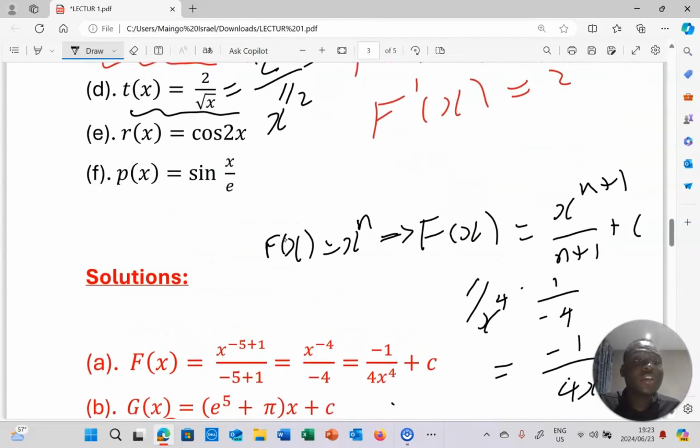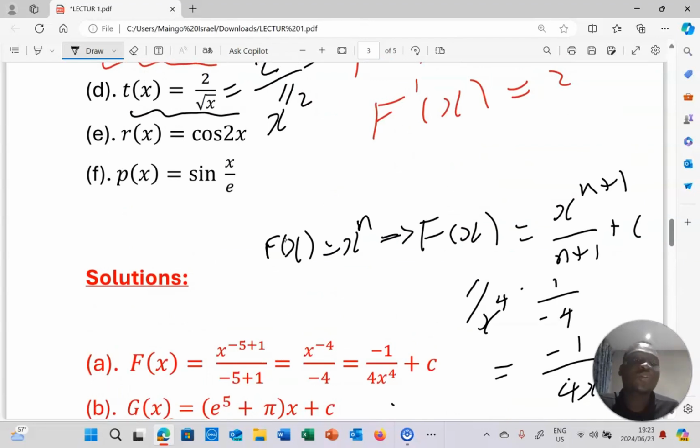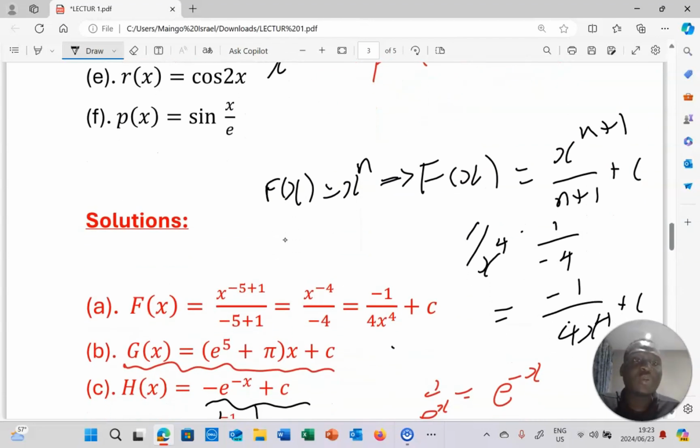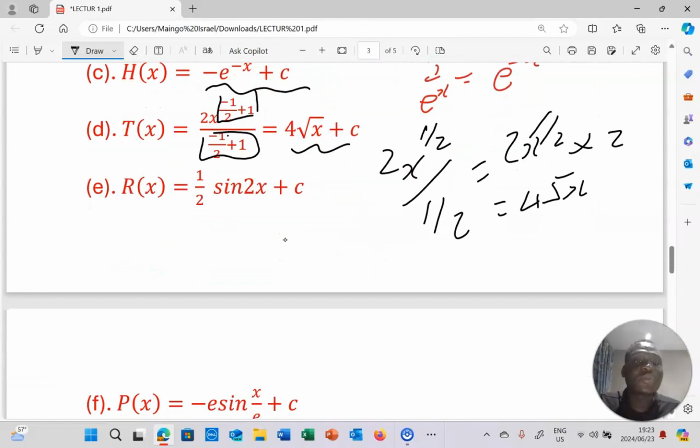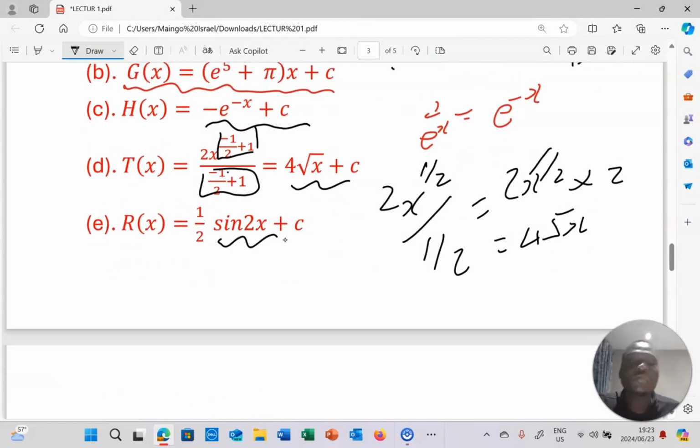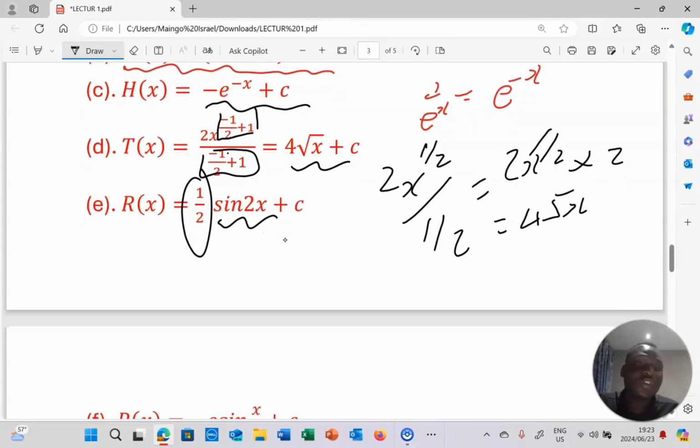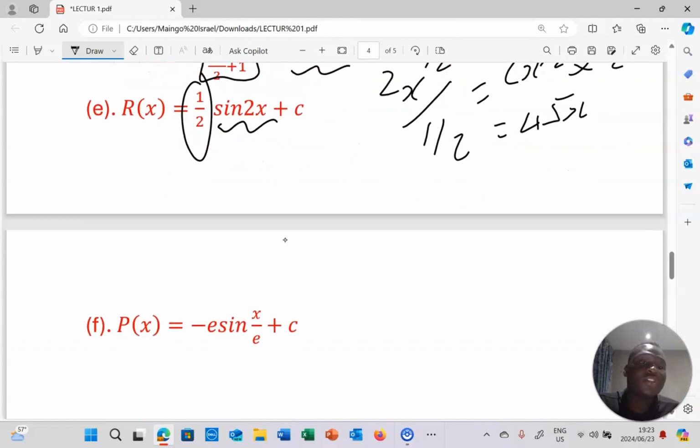Then number E, it's r of x equals cos 2x. What do we differentiate to get cos? We differentiate sine. So this will be sine 2x. Because we'll be using the chain rule, we must have 1 over 2 times sine 2x, plus a constant. You must not forget a constant.